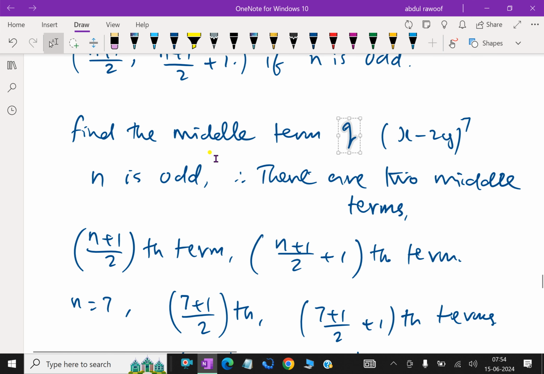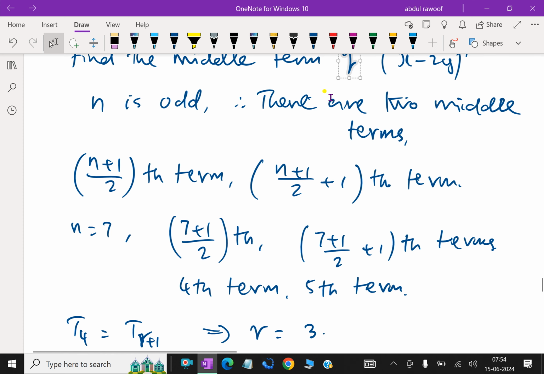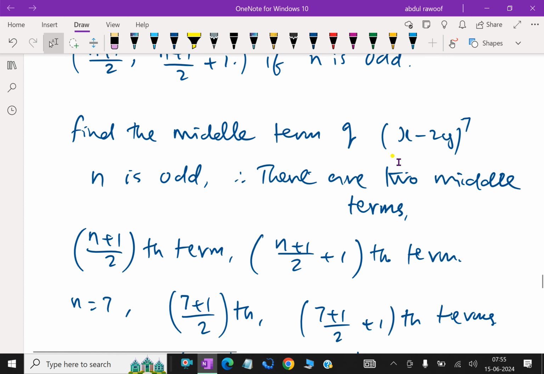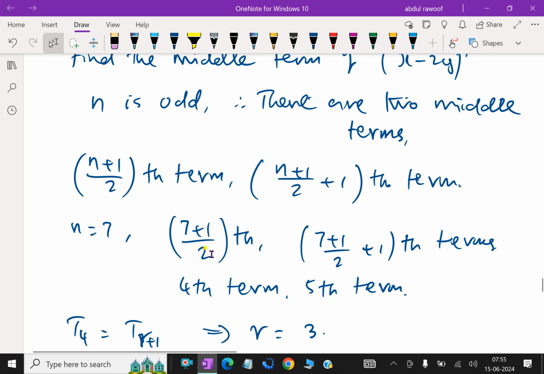Now for example, find the middle term of (x minus 2y) whole power 7. Here the index power is odd, that is 7, so n is odd and there are two middle terms. The first middle term is the (n plus 1) by 2 term and the (n plus 1) by 2 plus 1 term. Here n is 7, so 8 by 2, the fourth term, and the fifth term.